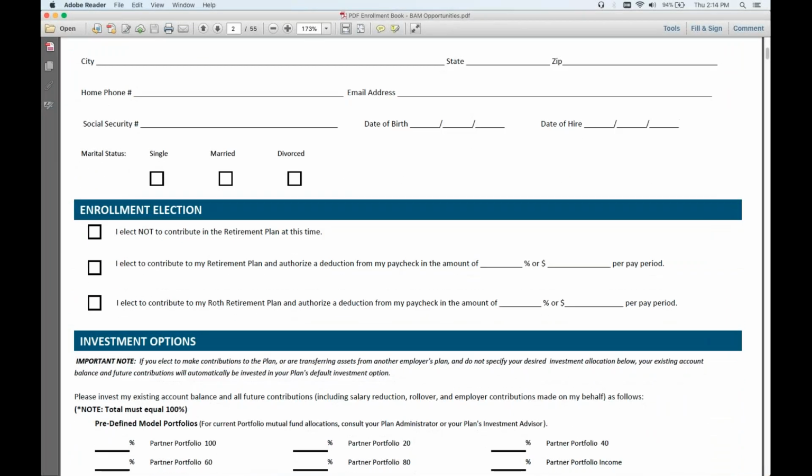With the enrollment election, we'll spend a little bit of time on. This kind of starts the decision. The first question that I already kind of touched on is, am I in or am I out? Are you going to participate or not? Hopefully the answer is yes to everybody.